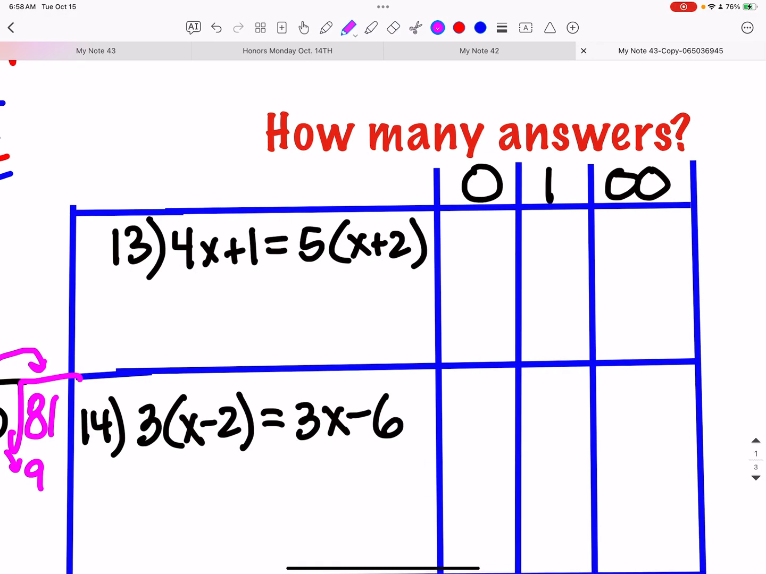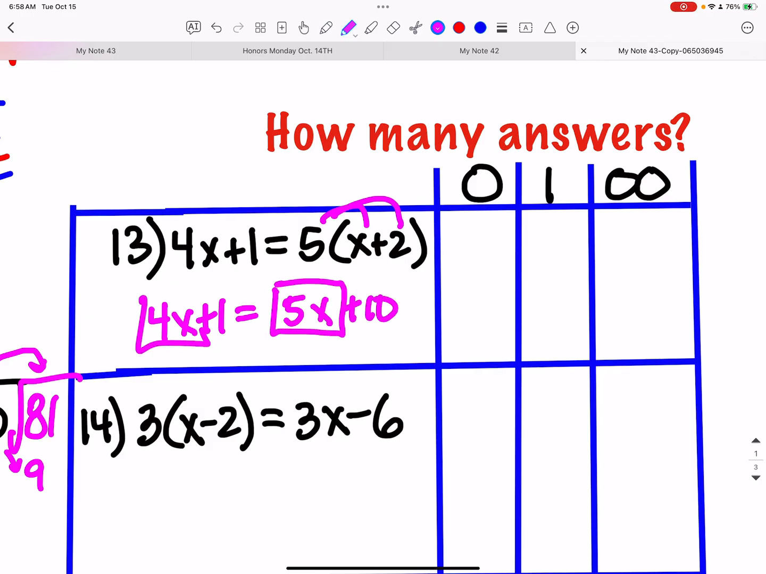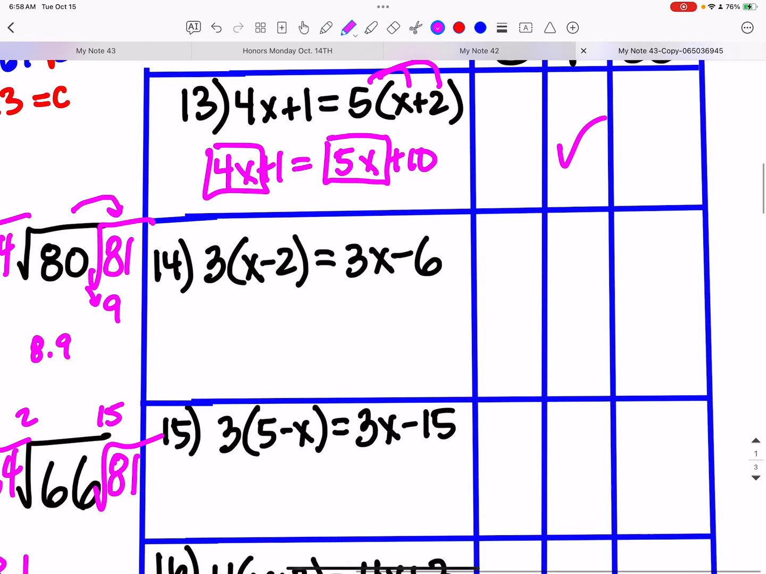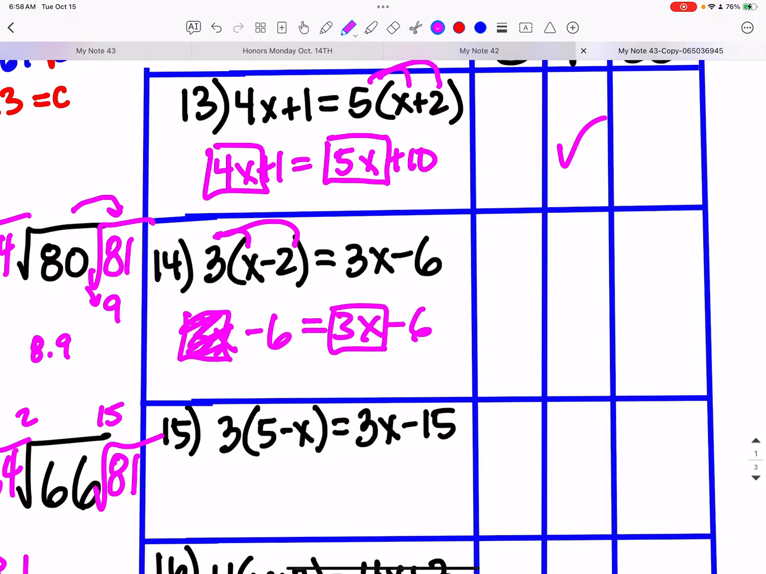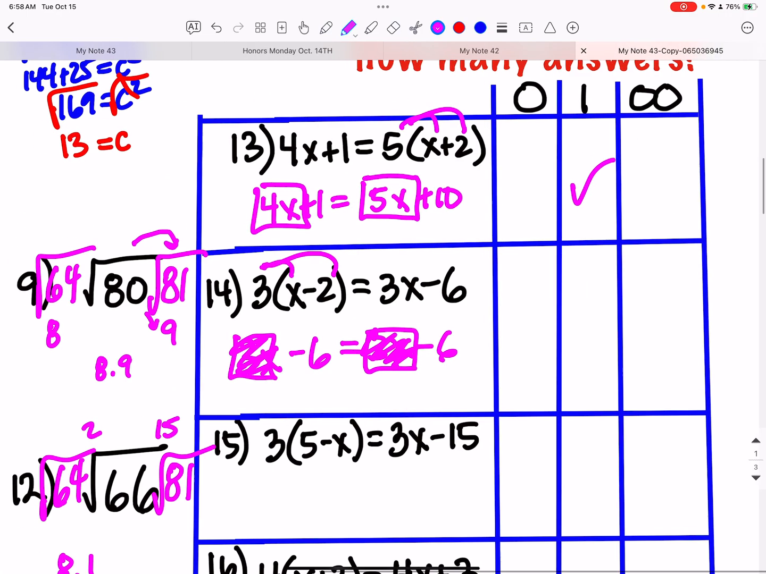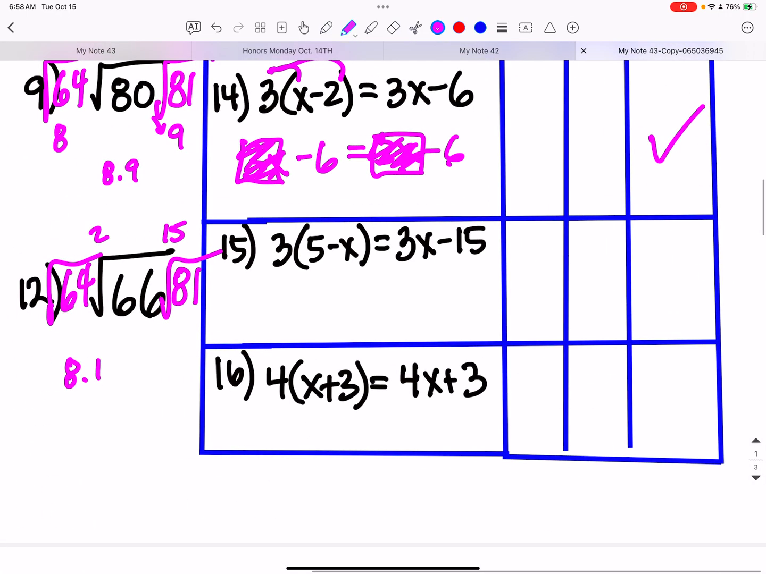All right, let's see. This is really 4x plus 1 equals 5 times x is 5x, 5 times 2 is plus 10. These are different x's. Normal problem. Let's see. This is really 3x minus 6 equals 3x minus 6. The x's are going to cancel out, and we've got negative 6 equals negative 6. Yes, always, forever.